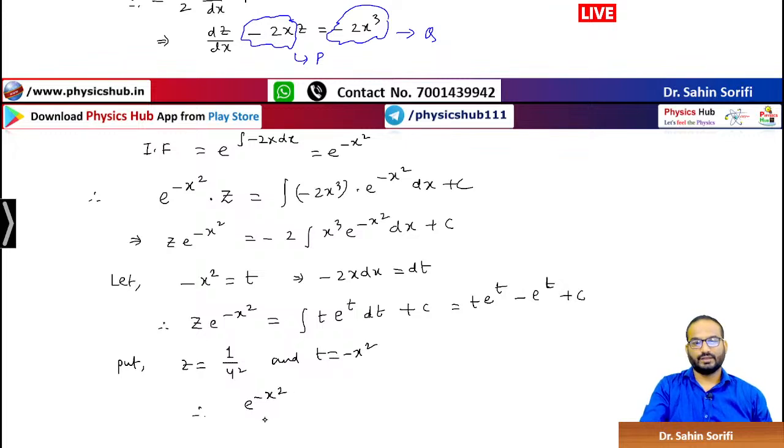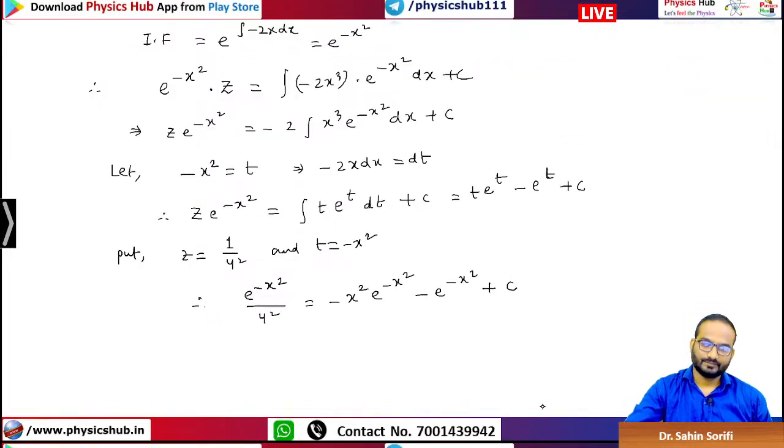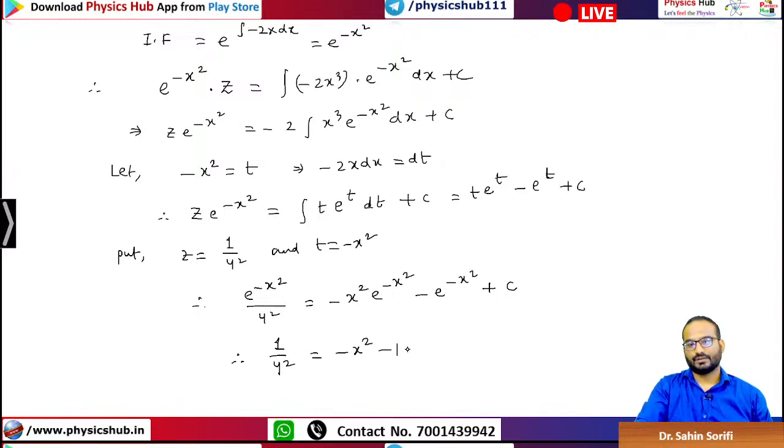E to the power minus x square divided by y square is equal to minus x square e to the power minus x square minus e to the power minus x square plus c, and hence 1 upon y square, e to the power minus x square is cancelling from both sides, equals c e to the power x square. So this kind of solution you can get.